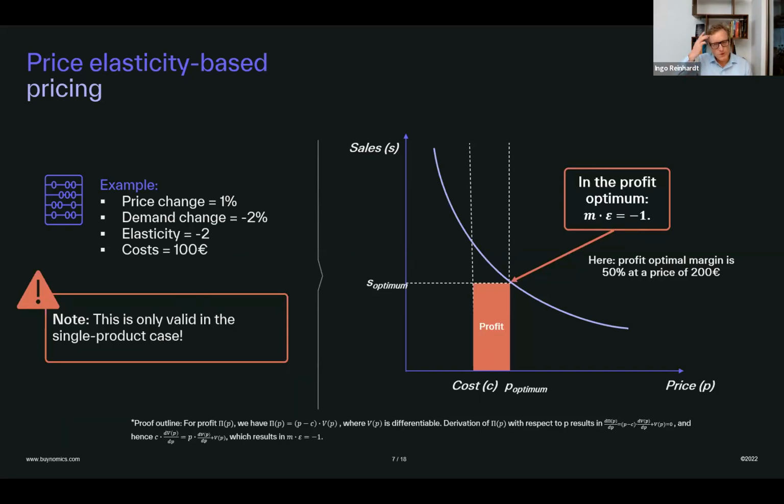Also, maybe important to note: if you're not aiming for profit maximization, but rather for revenue maximization, then you always have the revenue optimum at the point where the elasticity is -1. So this will give you the revenue optimum, and you already see that the profit optimum is always in an area where the demand has become more elastic.